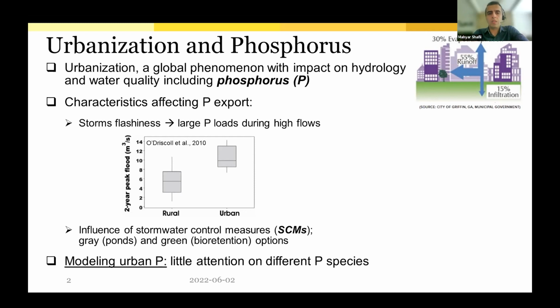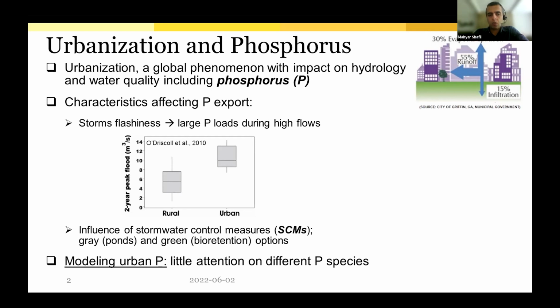So when it comes to modeling these systems, we have to be able to replicate this pattern. There's also a variety of stormwater control measures, including gray infrastructure like stormwater ponds and green options like bioretention that I'm going to explain a bit later. These have an effect on phosphorus cycling and speciation of phosphorus within urban landscapes.